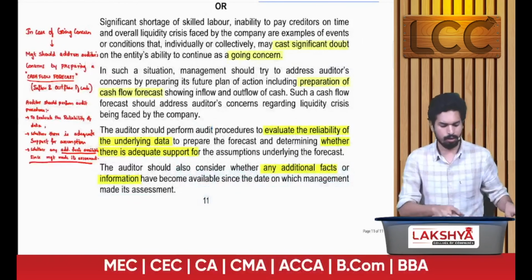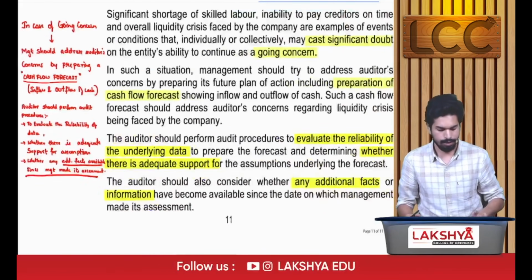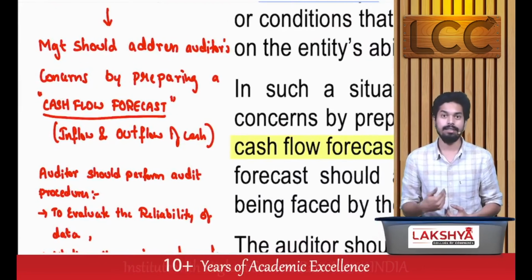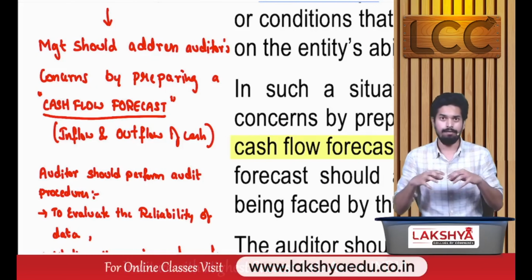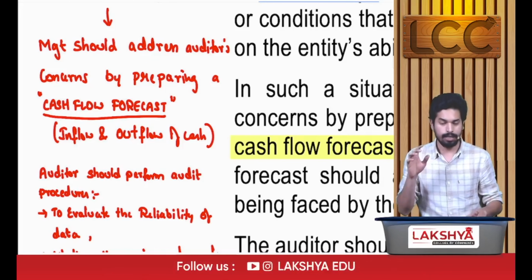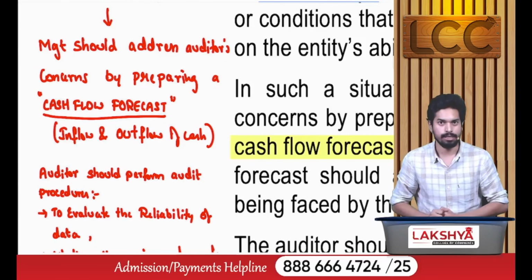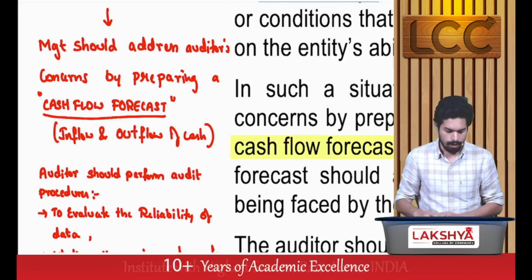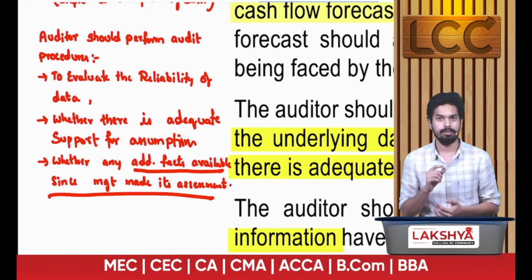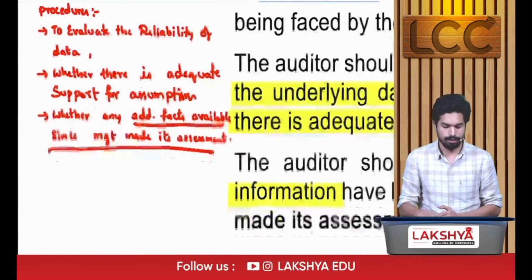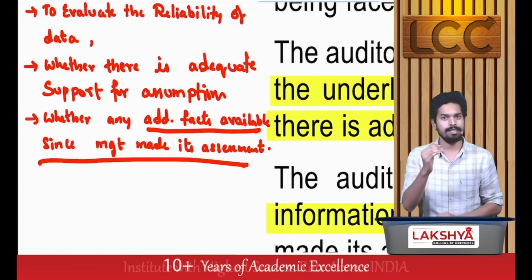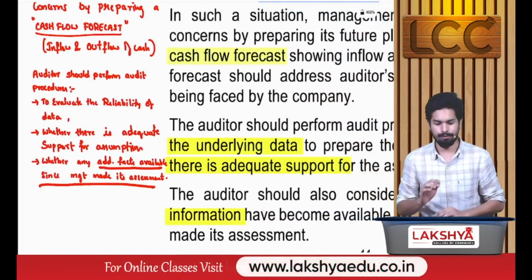So if the auditor is having the doubt over the going concern status of the company, management should make an assessment and management should address auditor's concern by preparing a cash flow forecast. If the management, after assessing going concern on their part, if they're believing that the entity is still going concern, then they have to address auditor's concerns by preparing a cash flow forecast, nothing but inflows and outflows of cash. After that, auditor will perform few audit procedures on that, like evaluating the reliability of data used in the preparation of such cash flow forecast, and whether there is an adequate support for the assumptions, and lastly whether any additional facts available since management made its assessment. So these are the audit procedures which auditor has to perform.